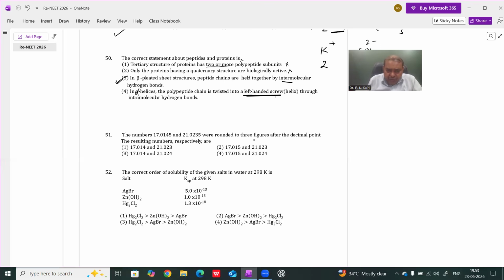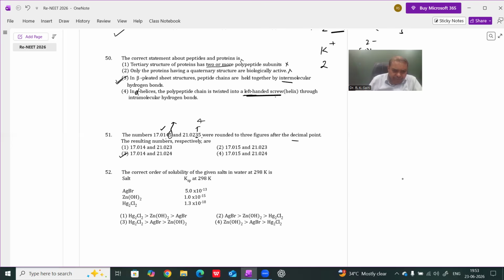We round off to 3 figures after the decimal. After the decimal, when there is a 5, round off the 5. If the number before the 5 is even, then it remains the same. If the number before the 5 is odd, then we increase it by 1, and hence the third option is correct.